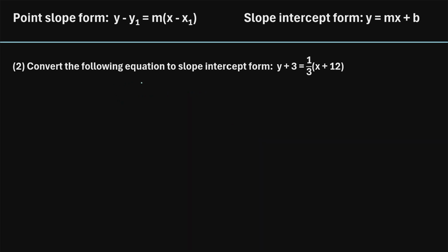Alright, let's try one more example. This one says, convert the following equation to slope-intercept form: y plus 3 is equal to 1/3 times x plus 12. So once again, let's rewrite the equation. And we can start by distributing this 1/3 into these parentheses right here.